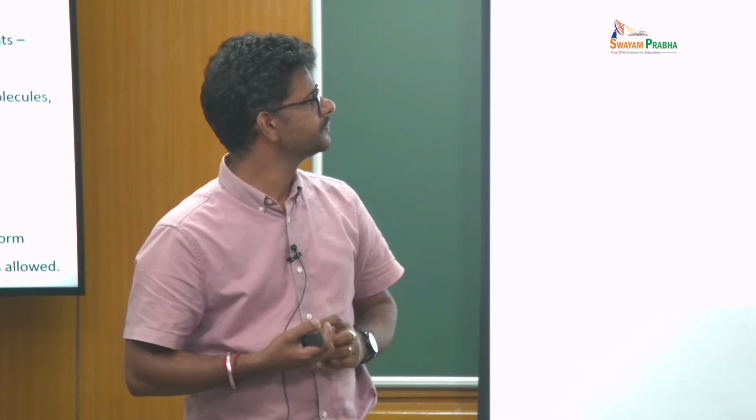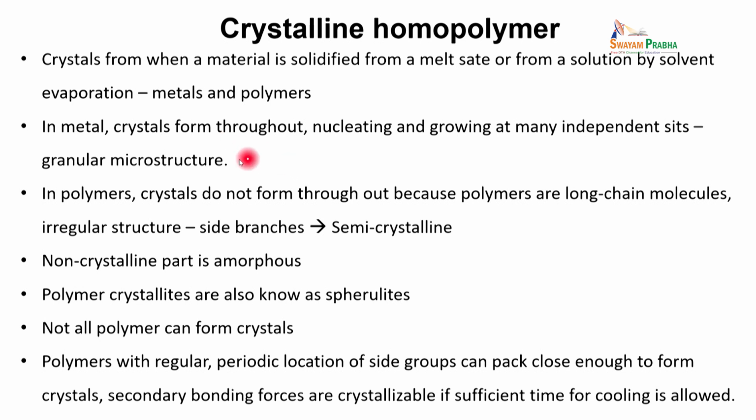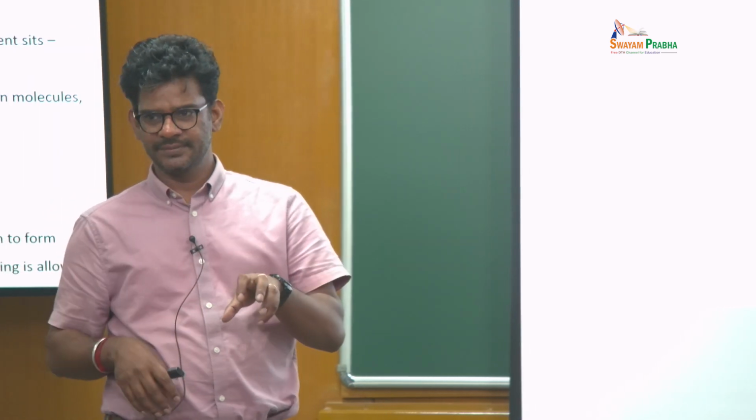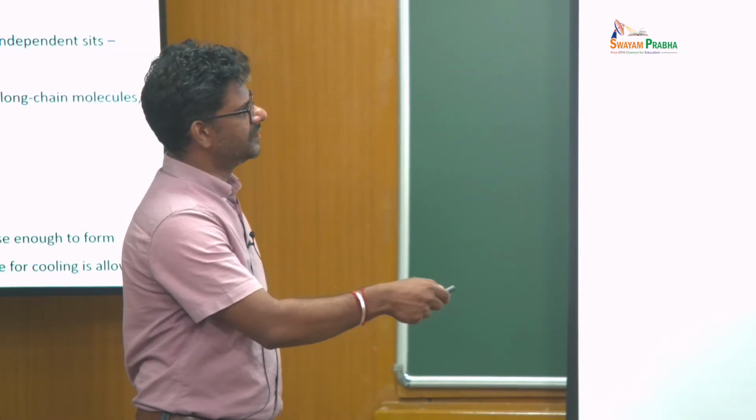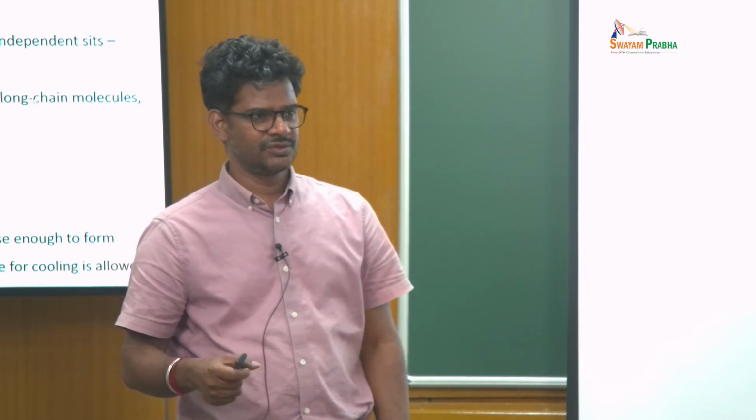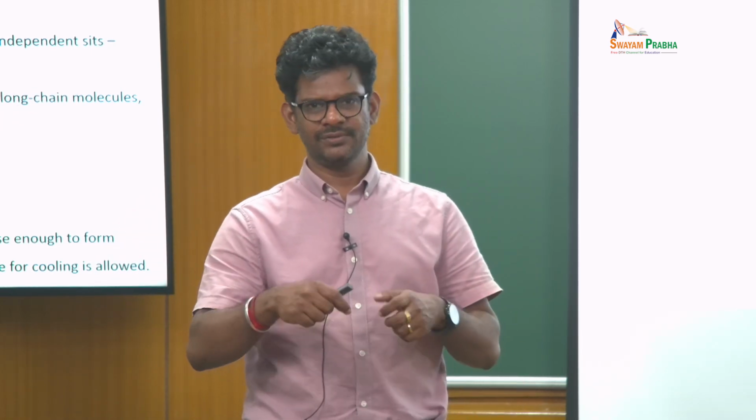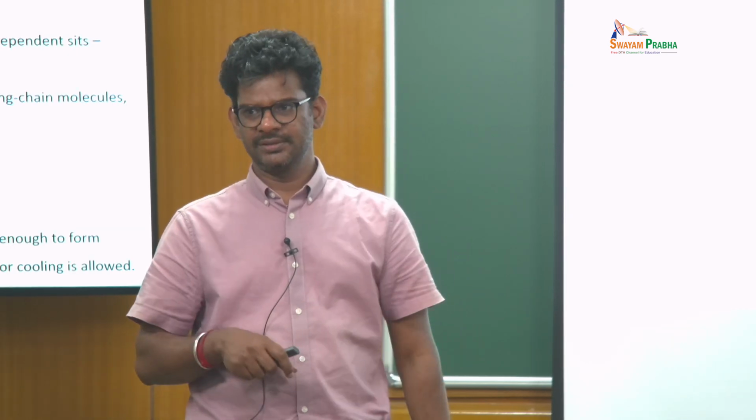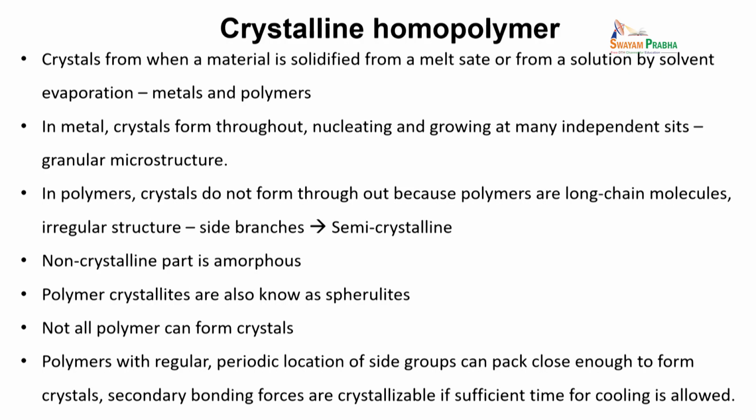Whereas in polymers, crystals do not form throughout; they form somewhere and slowly grow outward. That is because these polymers are made up of long-chain molecules, so they are not easy to diffuse from one place to another. So the nucleation and growth are mostly local, and that is why we call them semi-crystalline, because they are not completely crystalline. There will be some parts which are not crystalline and are going to be amorphous. These polymer crystallites, we also call spherulites. I will come back to spherulites a little later.